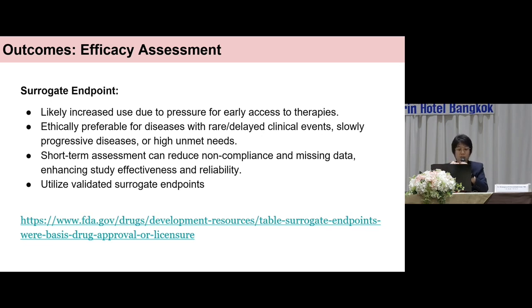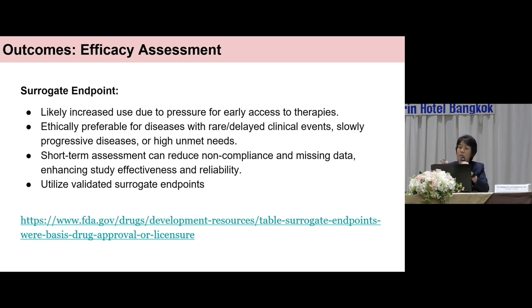And to determine the efficacy of the treatment, sometimes we follow up the patient for many years and look at hard outcomes like mortality or disease-free survival. But probably that's not feasible for patients who don't have any therapy available to them. So sometimes we have to use a surrogate endpoint. There is a table from the FDA that recommends surrogate endpoints for some diseases. You may consider looking at that table as well.